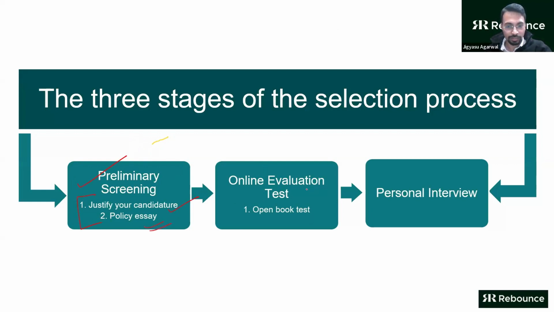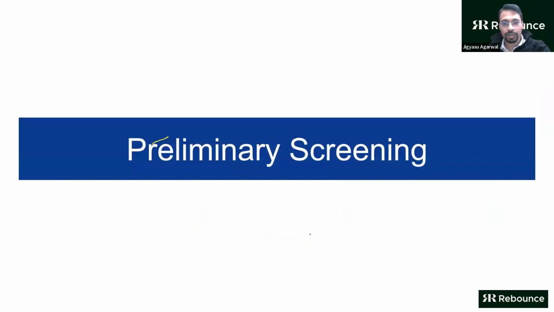Second, you have an online evaluation test. The deadline for the preliminary screening is 21st December. The deadline for the online evaluation test is 5th January. Then, two to three or four weeks from then, you will have the personal interview. Now, this is an open book test. We will discuss the details of everything in detail. So for now, that was the preliminary screening.